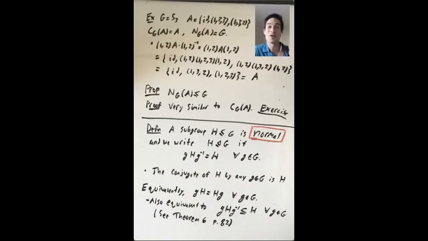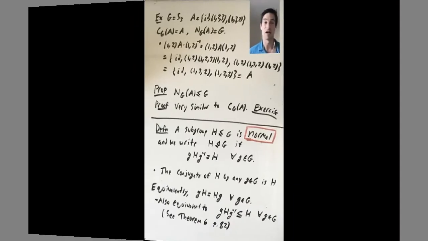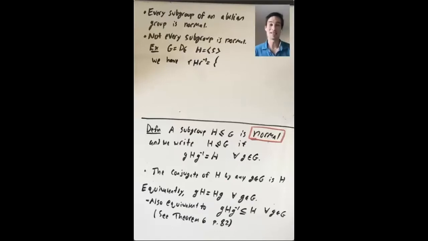So there are several equivalent conditions to being normal that are described in Theorem 6 of Dummit and Foote on page 82. I'm not going to go through all of those equivalent conditions, but I encourage you to read it and write out full proofs for yourself. Let's look at some examples of subgroups and ask whether they're normal or not normal.